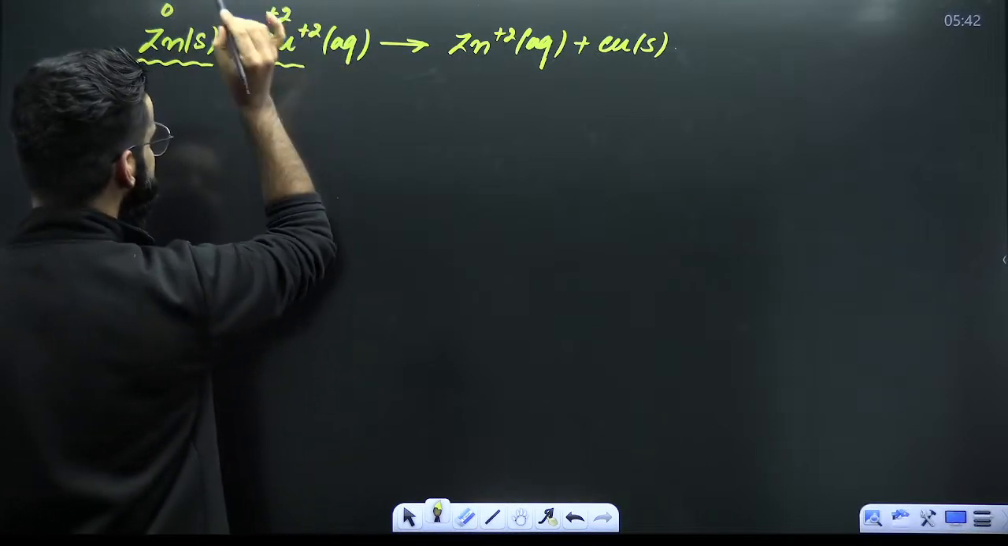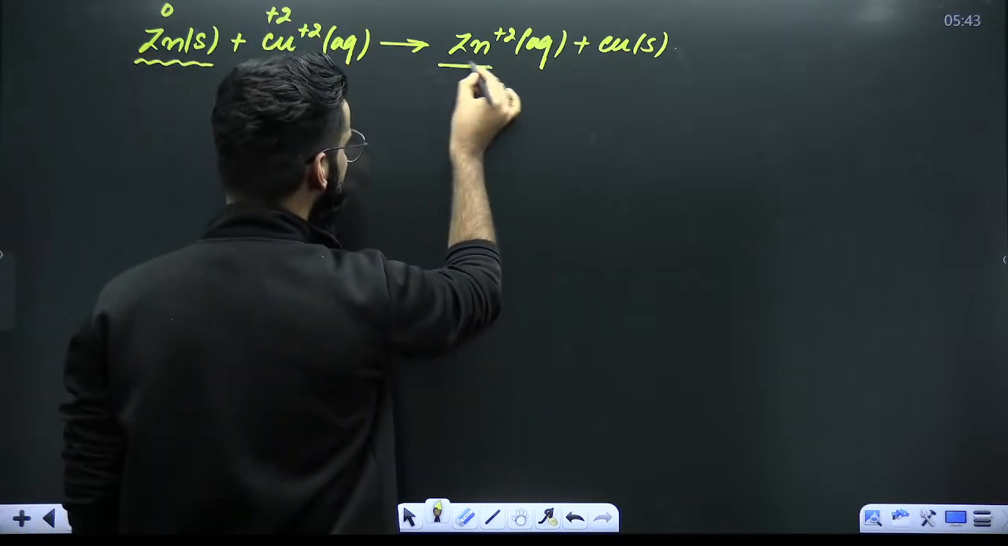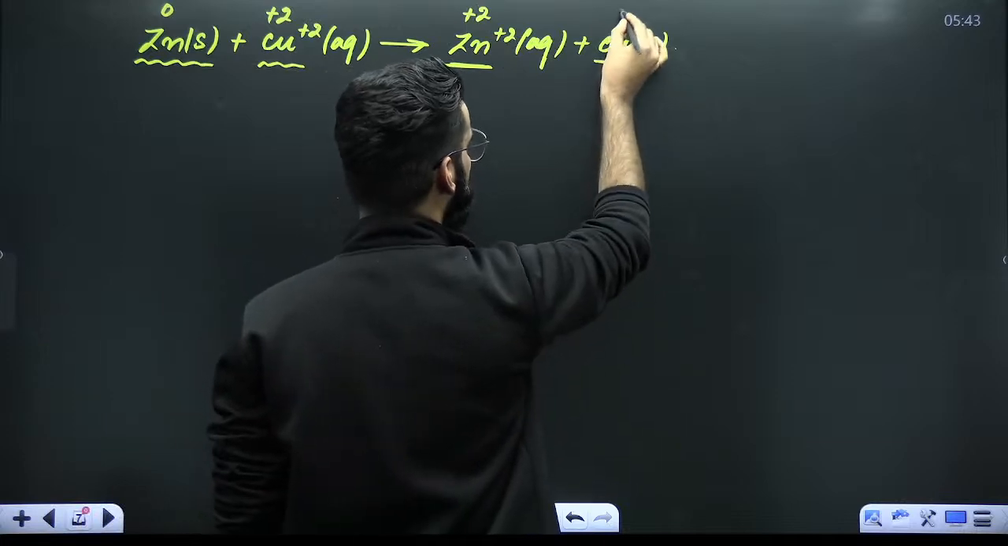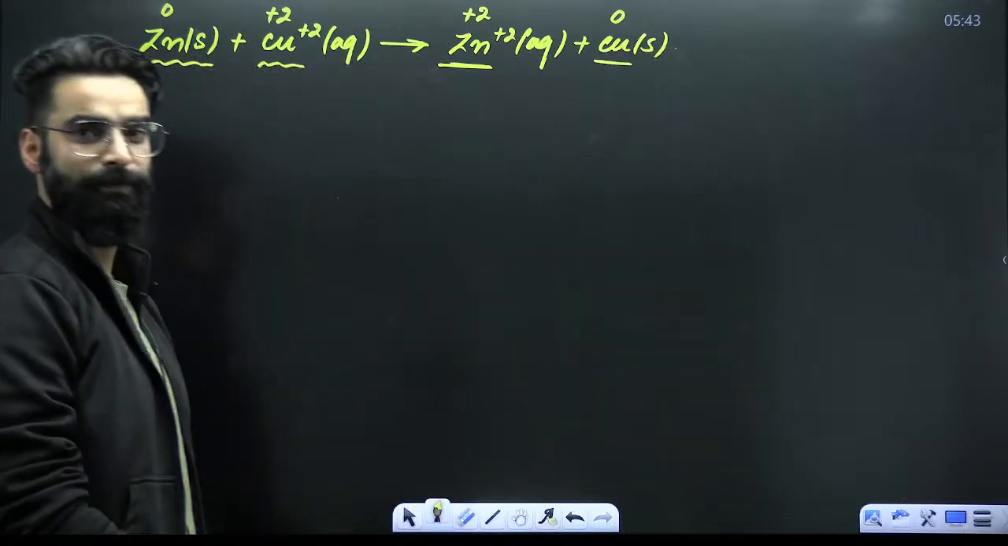That means its oxidation state is plus two. The charge present on this zinc over here is plus two. Its oxidation state is plus two. The charge present on copper is zero. Its oxidation state is zero.